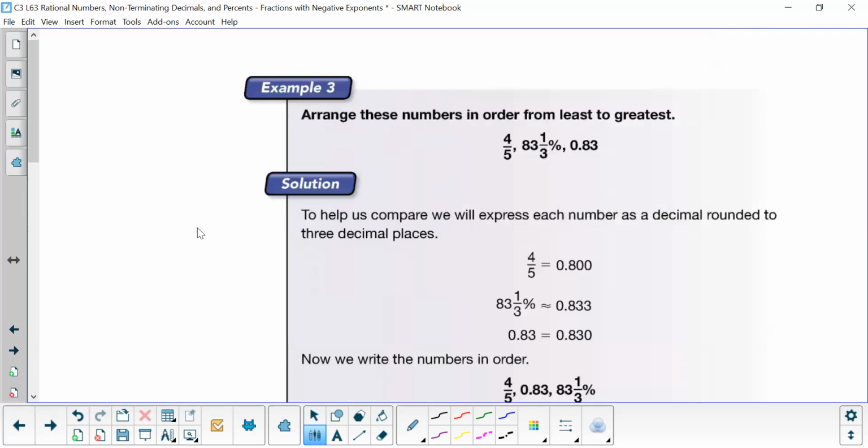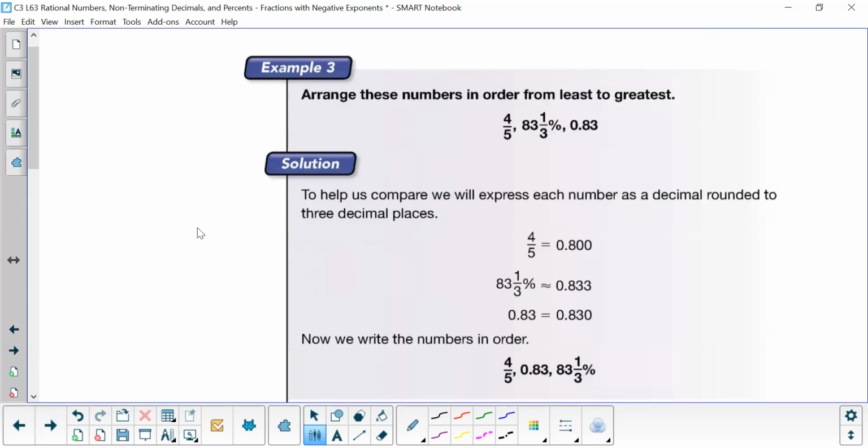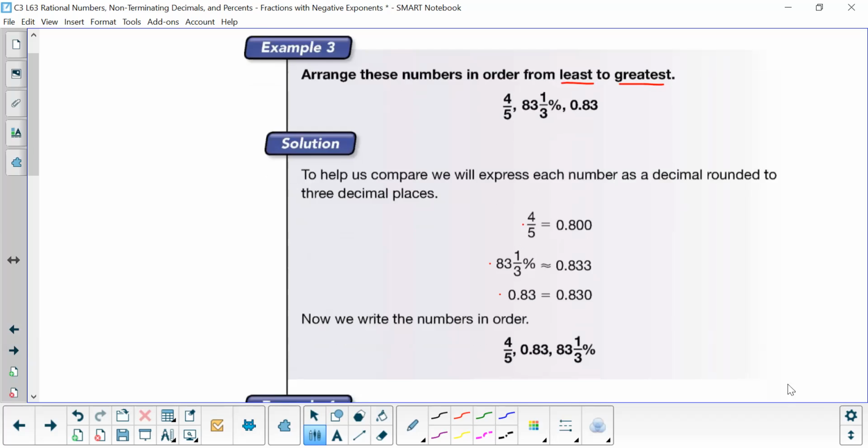Example 3 is going to be similar. The work process will be the same. The goal is to make all of your numbers the same type of number, because we need to make them least to greatest. So here in the example, you see that they converted 4/5 to a decimal, 83 1/3% to a decimal, and 83 hundredths, it already is a decimal, just added the terminal 0 there. So now I can compare these.